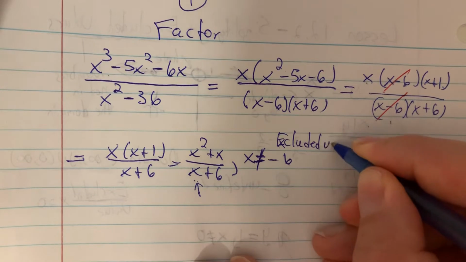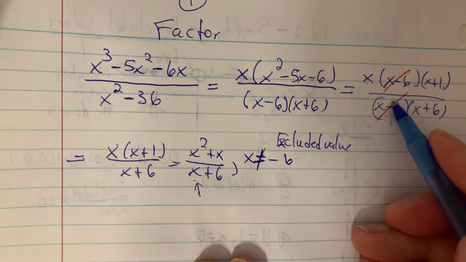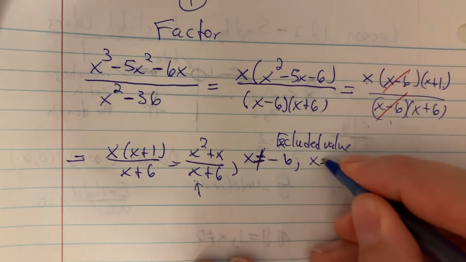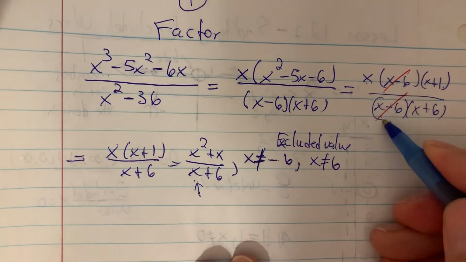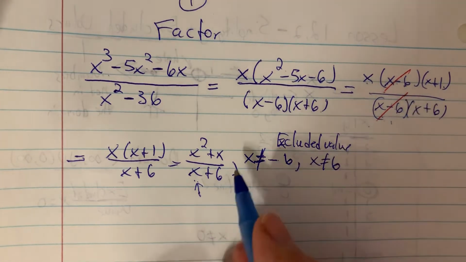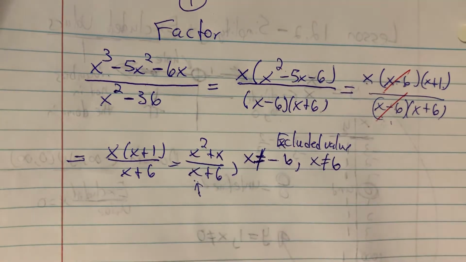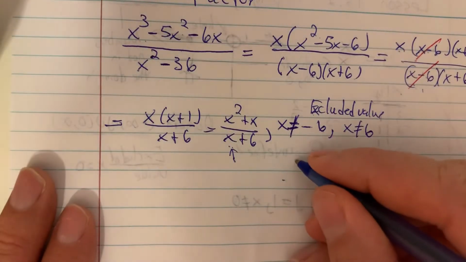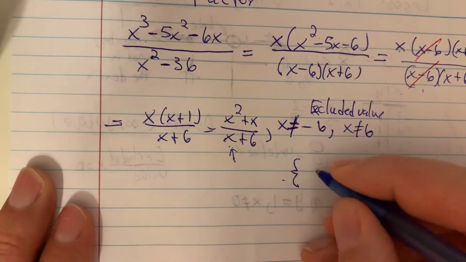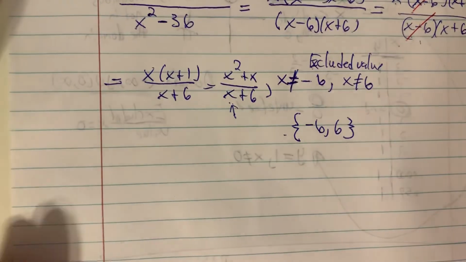But there's another excluded value, which is the factor I canceled. X cannot equal 6 also, because when x is 6, 6 minus 6 is 0, and we would get 0 over 0. And so even though that factor canceled out, it's still an excluded value of this original one. Okay. Another way I could write this is I could say the set of excluded values is negative 6 and 6. Okay. So why don't you guys try one on your own?